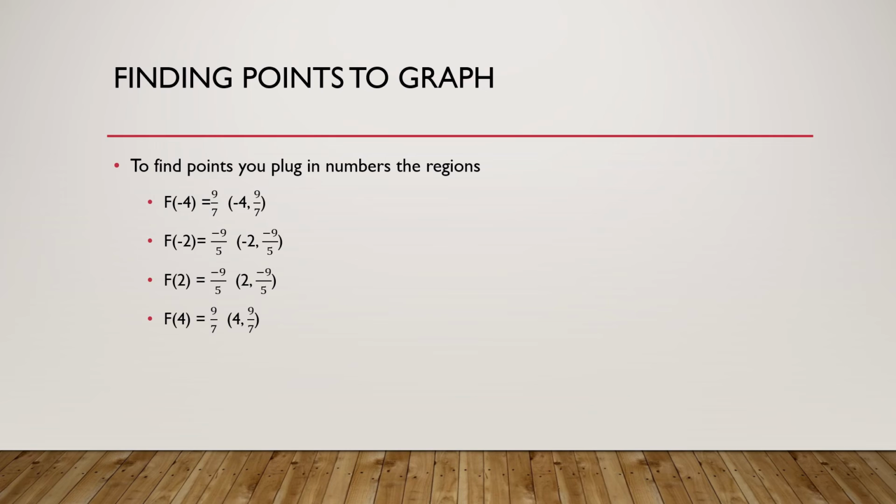Next, we'll need some points for the graph. We'll use the following points below. We'll plug -4 in and get 9/7. And then we'll plug -2 in and get -9/5. Then we'll plug 2 in and get -9/5. And then we'll plug in 4 and get 9/7. And then we'll just plot those points on our graph.